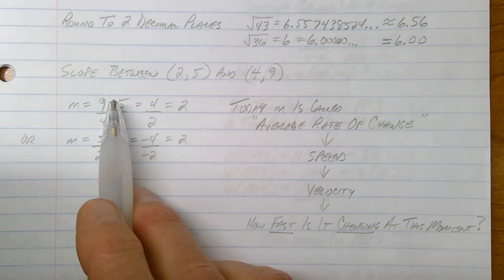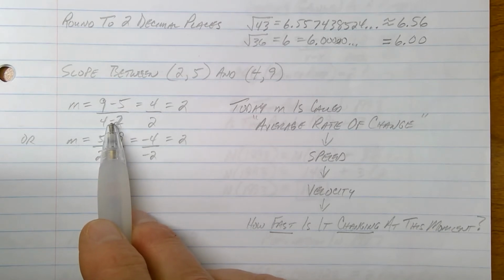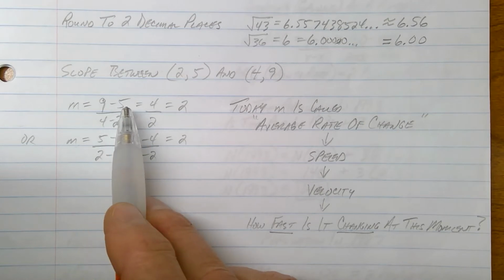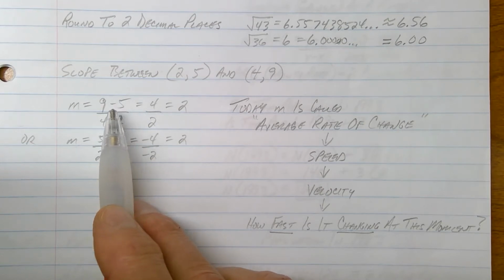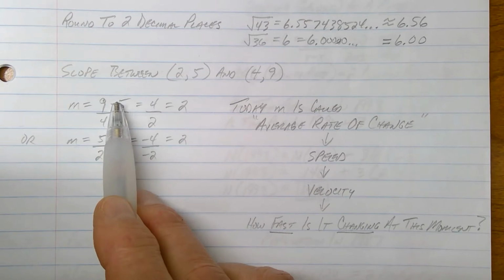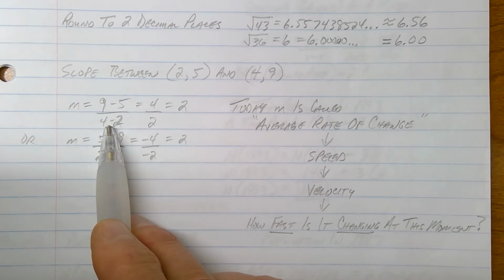Later on, we'll call this the difference in y over the difference in x, all right? When we start to speak calculus and stuff. But for now, I'm just going to say subtract the y's on top and subtract the x's on bottom. Rise over run rhymes with y's over x's.